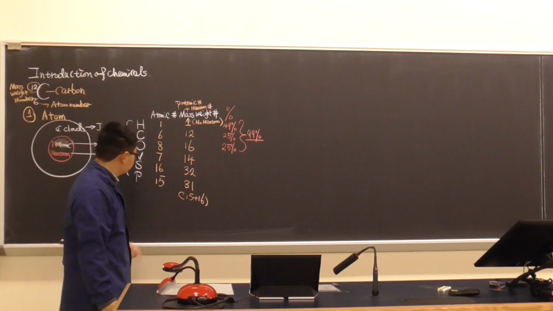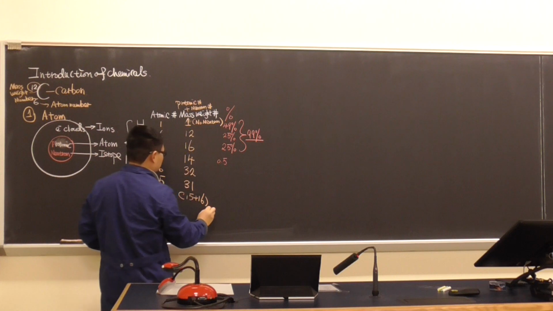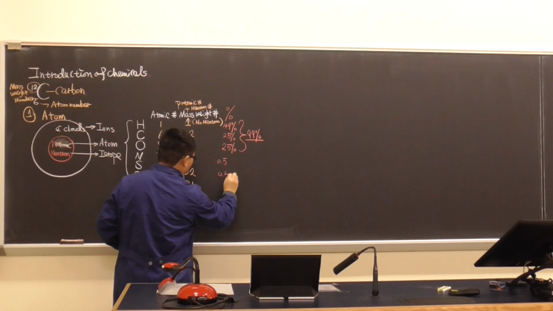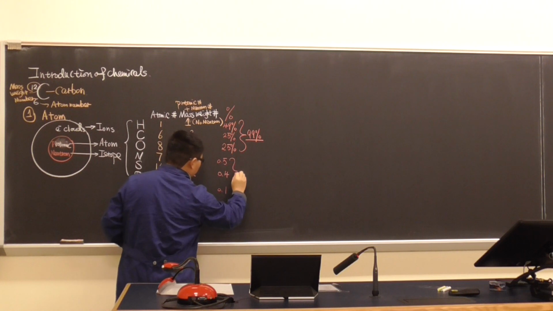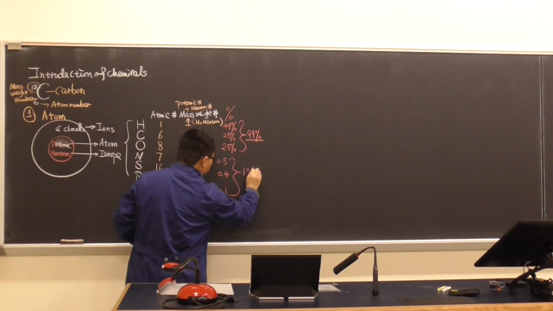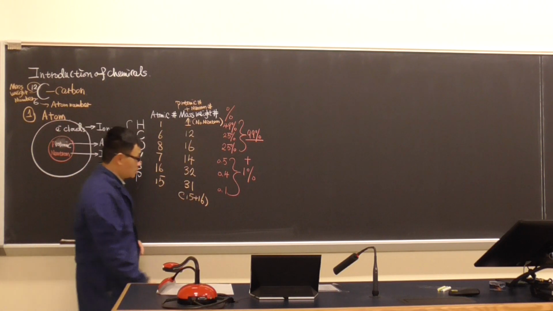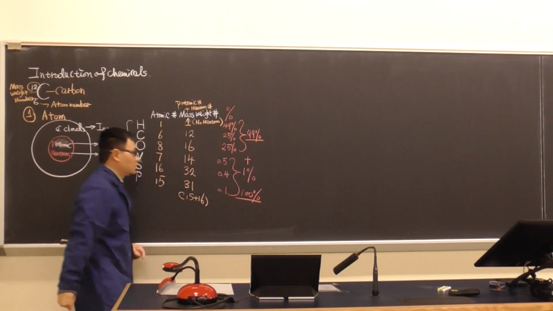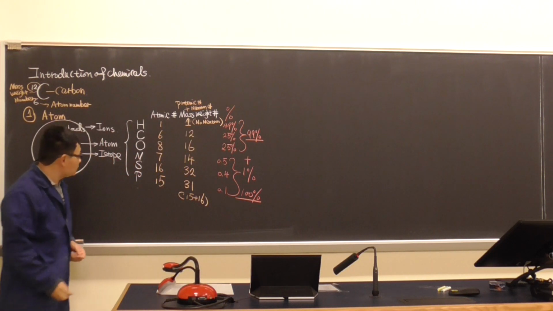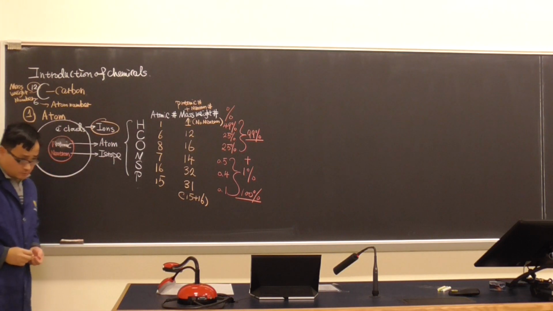How about these? Nitrogen 0.5%, very low. Sulfur 0.4. How about phosphate 0.1? So these three add up together to 1%. They add up to 100%. But I want to tell you one thing, it's not going to be exactly 100%. The reason is we have ions here.